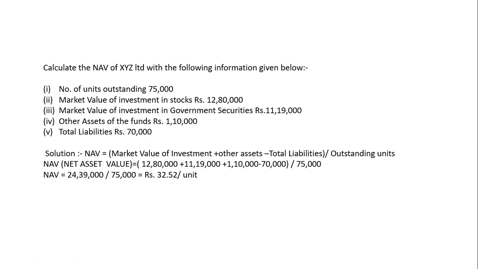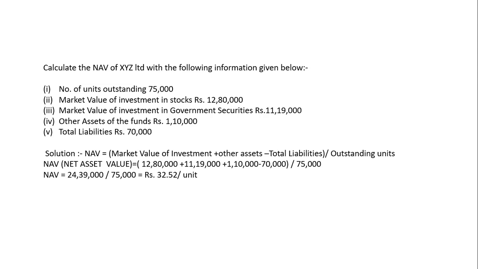Now, what is NAV? NAV is net asset value. The price of a mutual fund is called NAV. You have to calculate the NAV of XYZ mutual fund scheme. This is a mutual fund, XYZ Limited. In this scheme, there are some units outstanding. Units outstanding means these units are sold in the market. They are floating in the market, around 75,000 units.